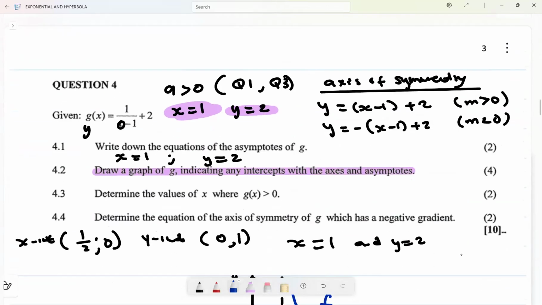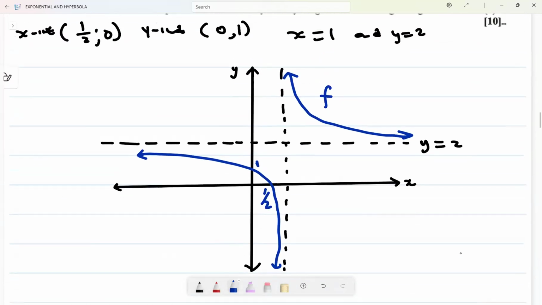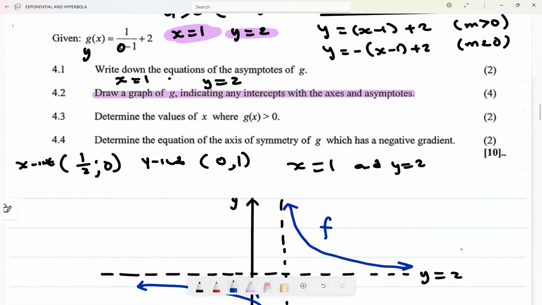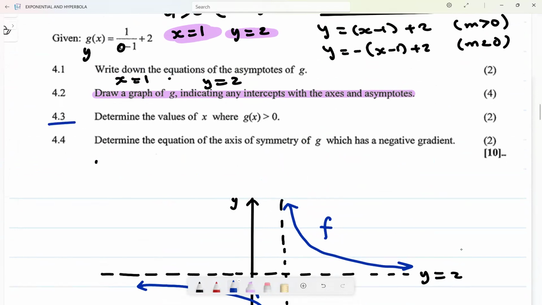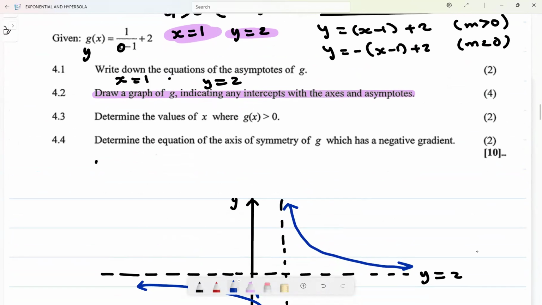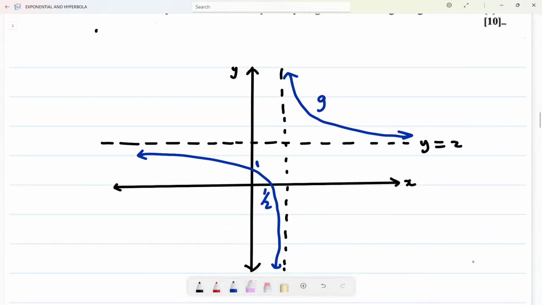You don't need to stress yourself here. I'm done. And then they say to me, determine values of x where g of x is greater than 0. G of x greater than 0. G of x, where is it above? This is the graph of g, guys. Where is g of x above? It is above here. It is also above there.